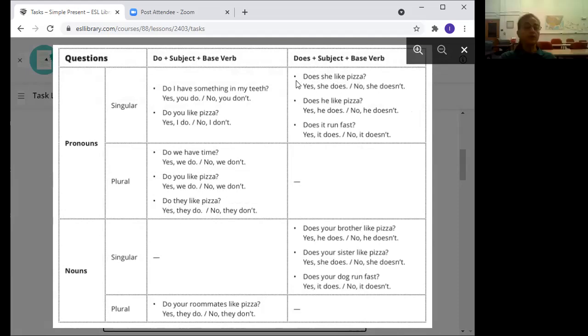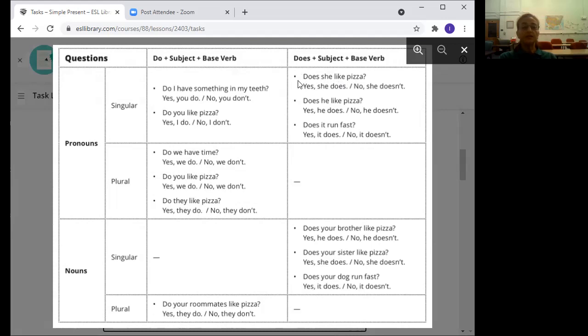The question will be, does she like pizza? So what you need to pay attention to here is that when you say an affirmative sentence, you need to use an S at the end of the verb. She likes pizza. But if you notice, in a question, we don't have an S at the end of the verb like. Why is that? Because we move that S to the helping verb does.